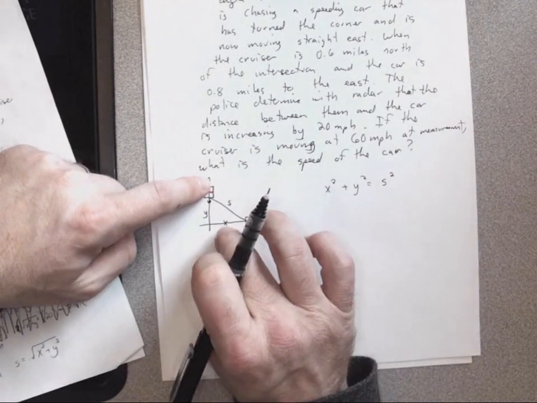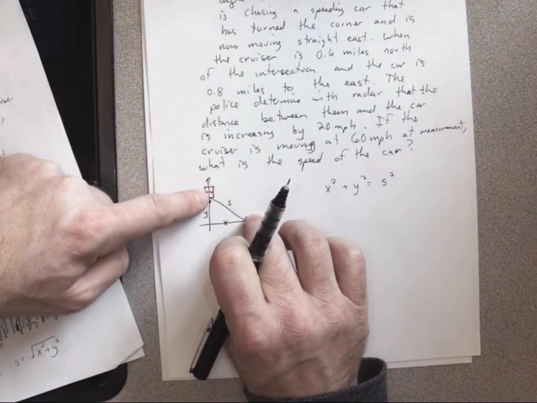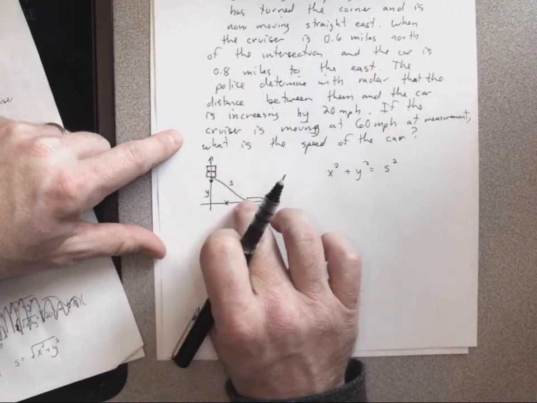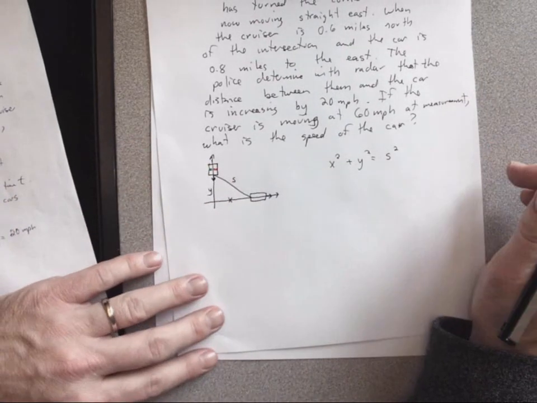If you said x was constant, that means this car is not moving, so only the police car would be moving. So then the rates of change would be quite different.